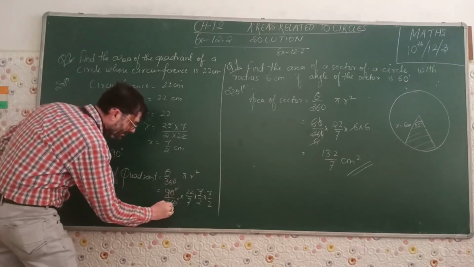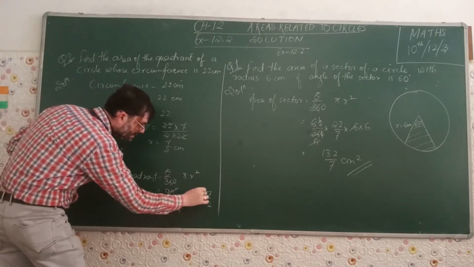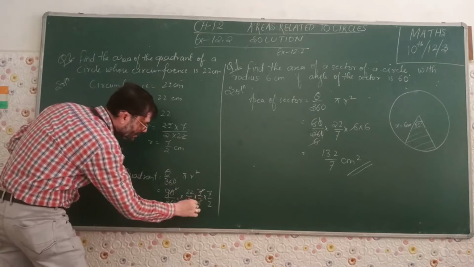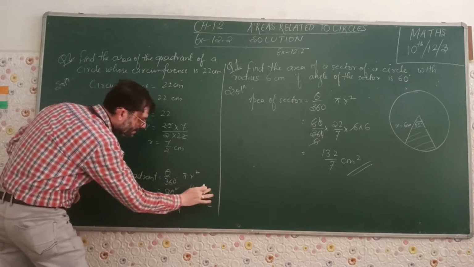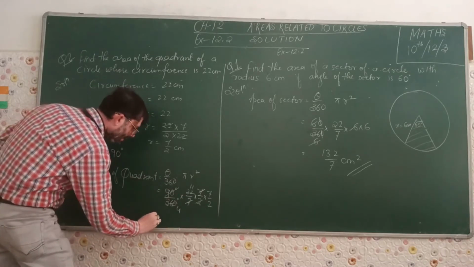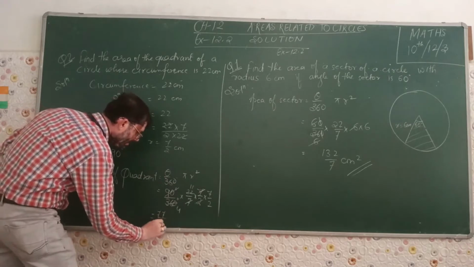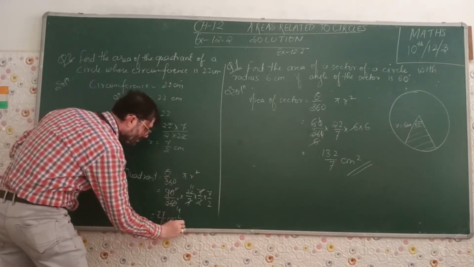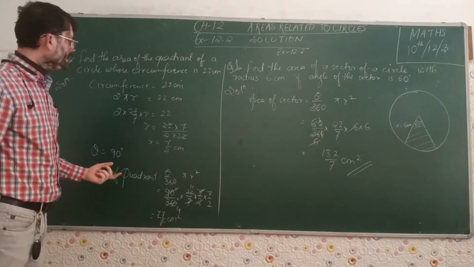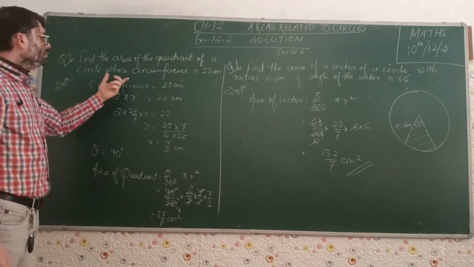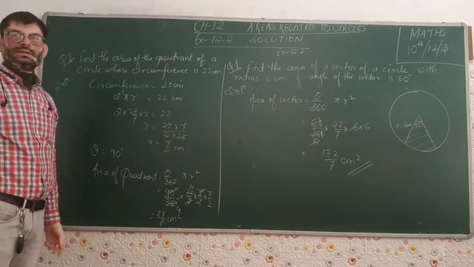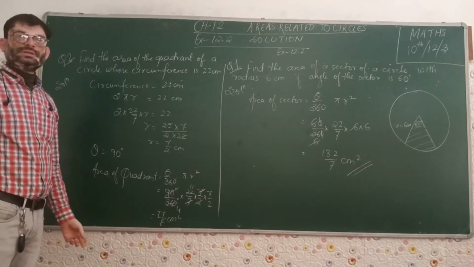This is 90 upon 360. 7 cancels, and 2 11 into 7, 77 by 8 centimeter square. This is the final answer for the area of the quadrant of a circle whose circumference is 22 centimeters.